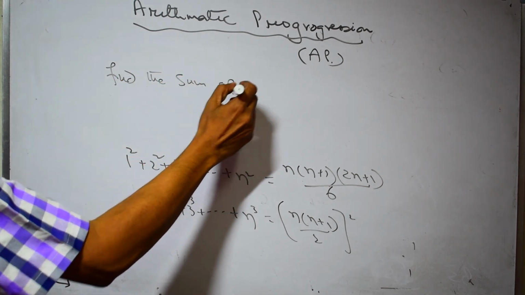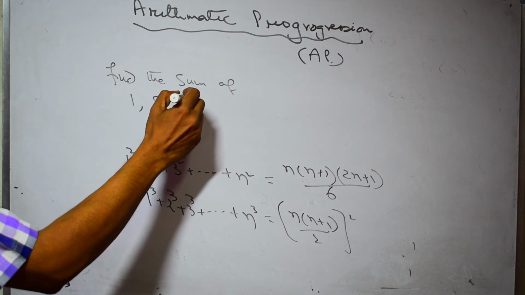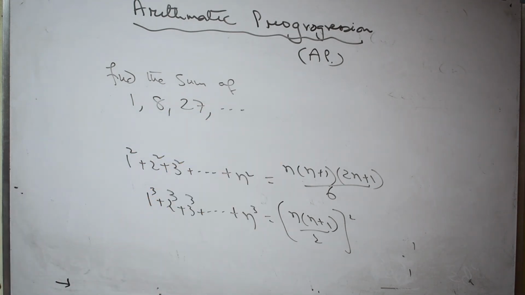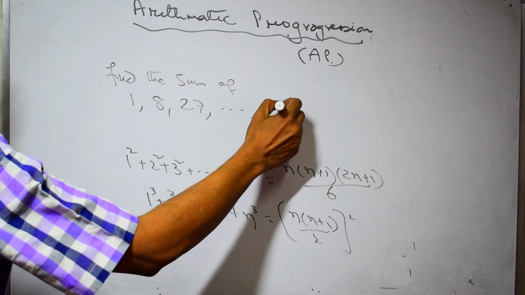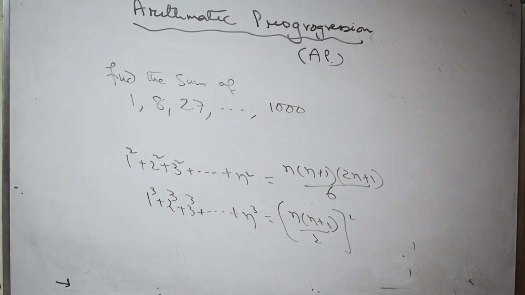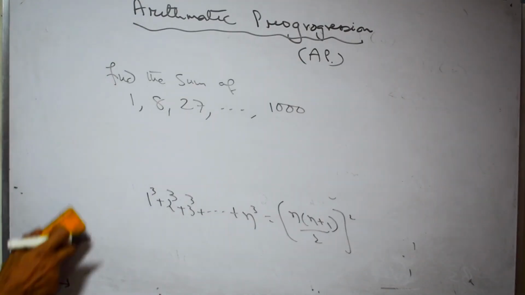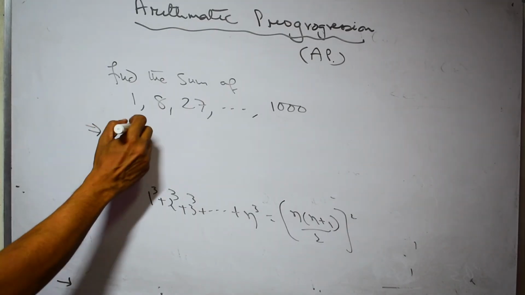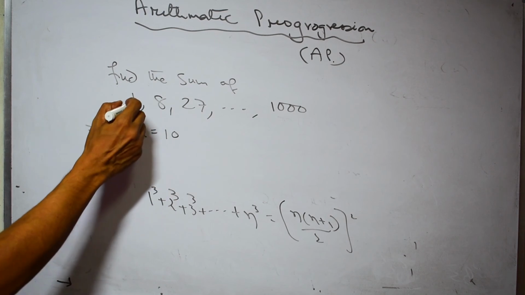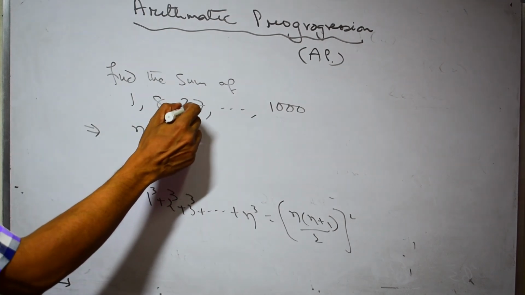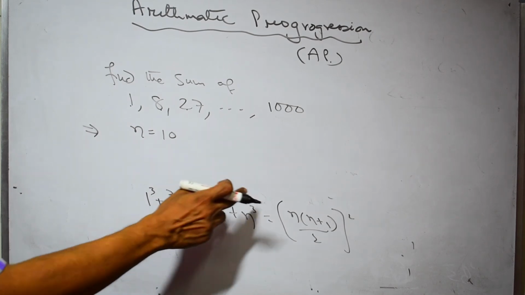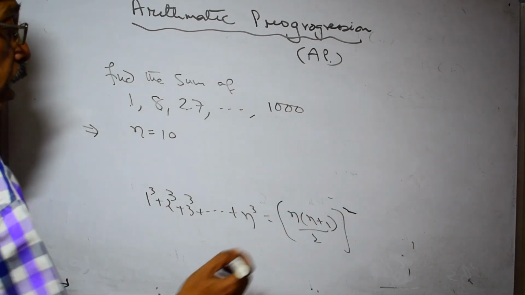of 1, 8, then 27 up to 1000. So what we do, we will use the last series, that is 1 cube, 2 cube, 3 cube up to 10 cube. We find that n is up to 10. 1 cube is 1, 2 cube is 8, 3 cube is 27. In this way 10 cube is 1000. So the total will be n into n plus 1 by 2 whole square.